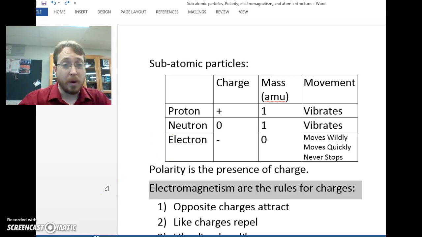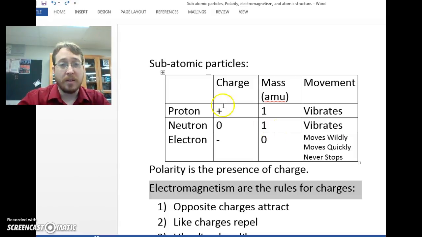Atoms are made of subatomic particles. The 3 primary subatomic particles below atoms are protons, neutrons, and electrons. Protons have a positive charge, 1 atomic mass unit, and they vibrate in the nucleus. Neutrons have no charge. They have 1 atomic mass unit, and they vibrate in the nucleus. Electrons have a negative charge. They have negligible mass, and they move wildly, they move quickly, and they never stop.